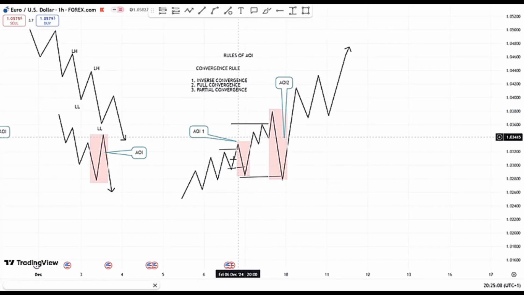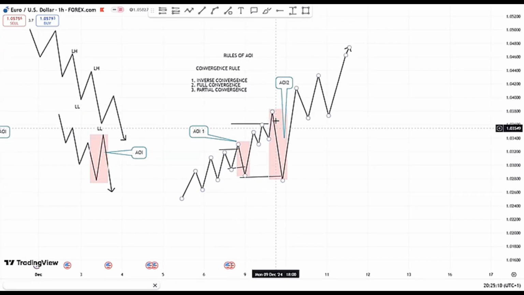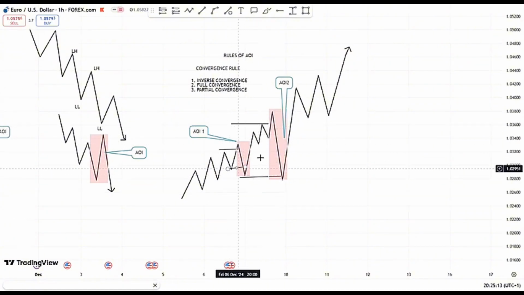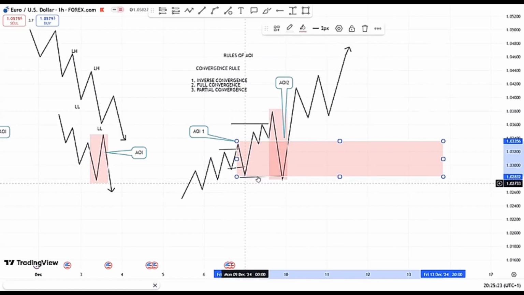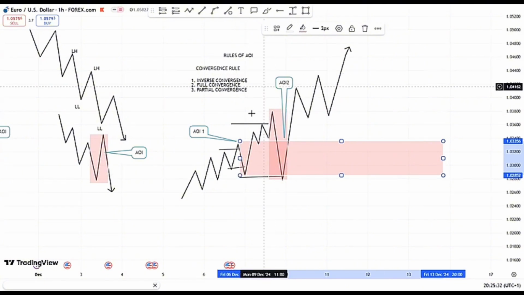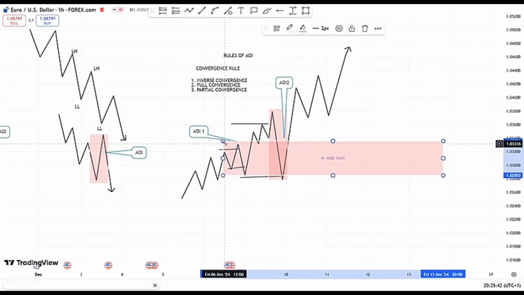Now, can you see that AOI 2 is much bigger than AOI 1? It means that the true AOI lies in AOI 1. So this is the true area of interest. If you are looking to buy, this is the right place to buy from. A situation whereby you have two AOI, the first one, which is the smaller one, and the second one, which is the bigger one, the true AOI lies in the smaller one. Okay?